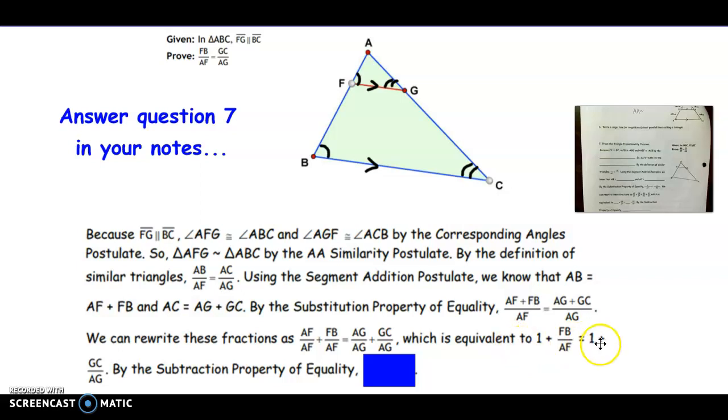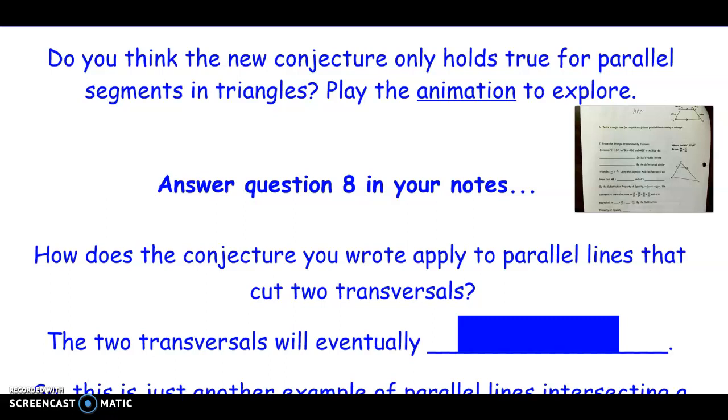So since we have a 1 on both sides of our equation, we can subtract it away, and we're left with simply FB over AF equal to GC over AG. Notice FB is this part over AF, which is this part. And it's equal to GC, which is this part, over AG, which is this part. And again, that's the triangle proportionality theorem.